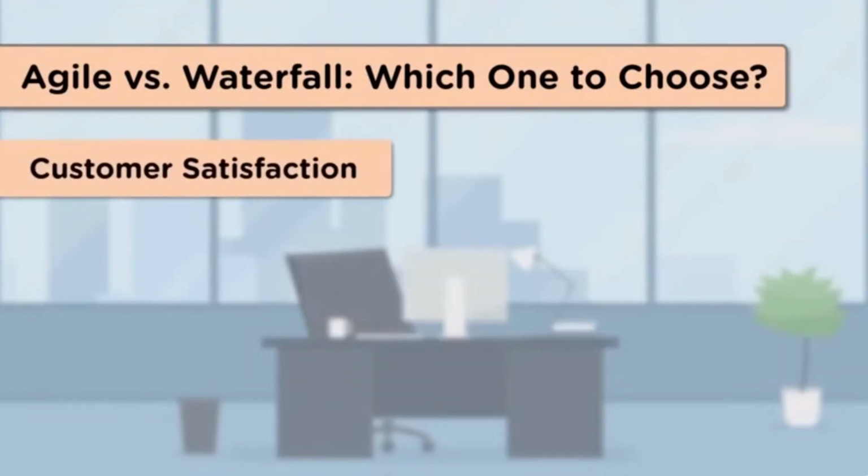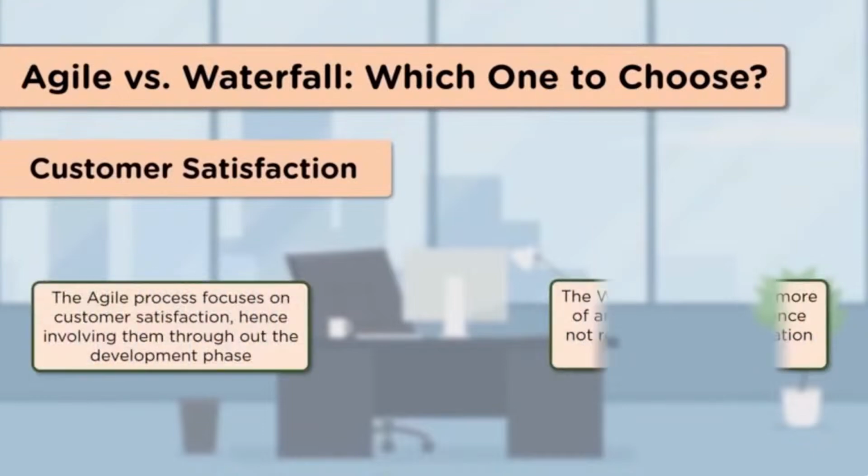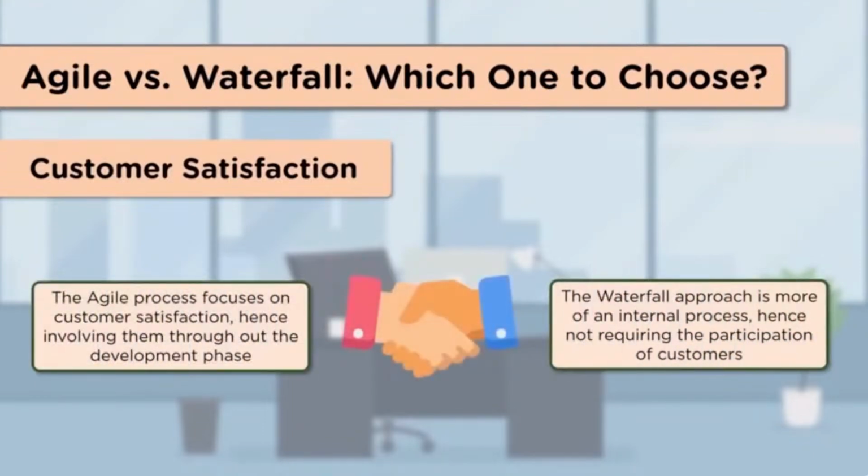The last crucial contrasting factor is the customer satisfaction. As we know, Agile model is customer-centric and hence involves the customer at every step of the process, takes their input and implements them. Whereas the waterfall model is an internal process that does not involve the customers and just strictly follows the sequence of steps.